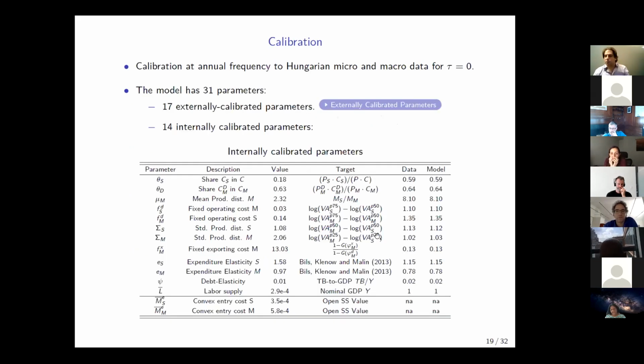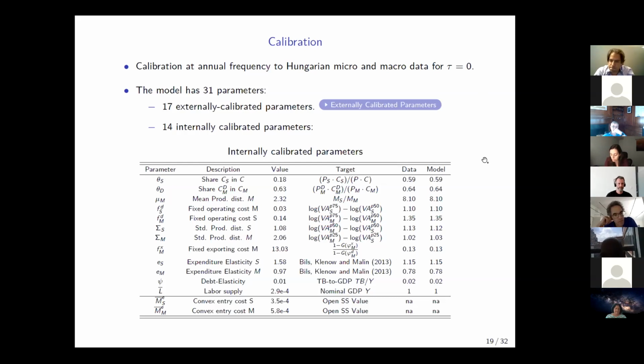Good. So let me go a little bit quick here on the calibration. The main thing that is important in the calibration is that the model reflects the difference between manufacturing and services in terms of the income expenditure elasticities. And it also reflects the differences in terms of the capital elasticity. The rest of the thing that we put discipline on is we try to get a firm distribution that looks similar. The calibration is done without capital control, thinking of the long run of Hungary.